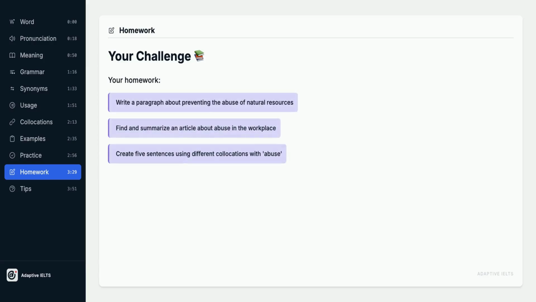Your homework. 1. Write a paragraph about preventing the abuse of natural resources. 2. Find and summarize an article about abuse in the workplace. 3. Create 5 sentences using different collocations with abuse from today's lesson. 4. Write a short essay about the abuse of technology and its consequences.